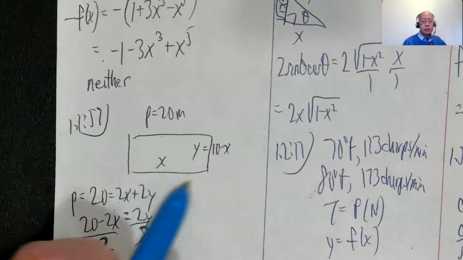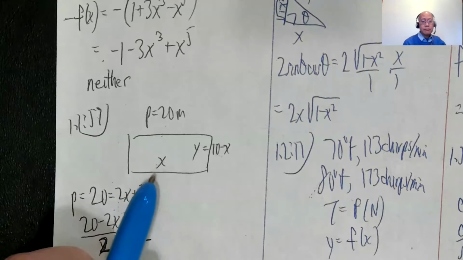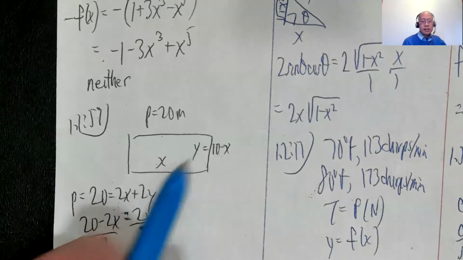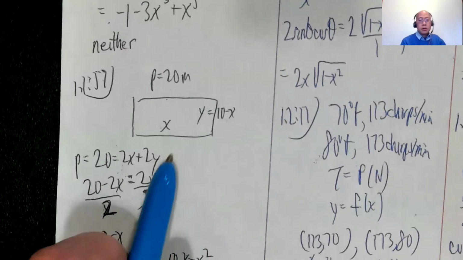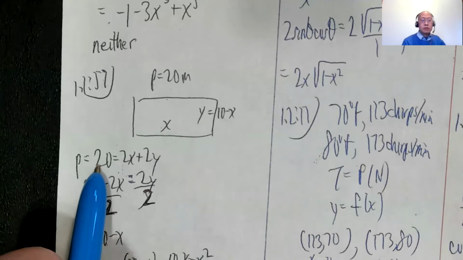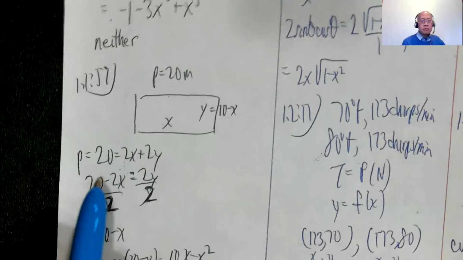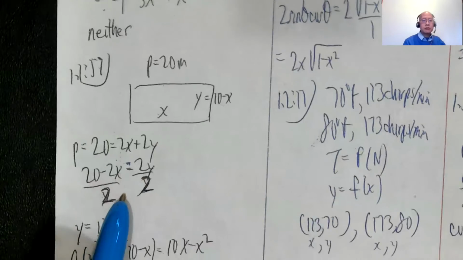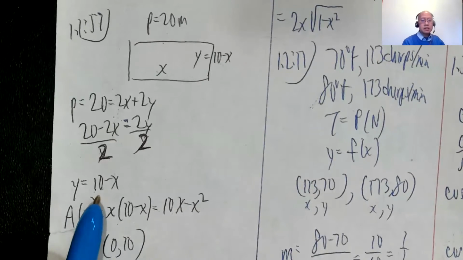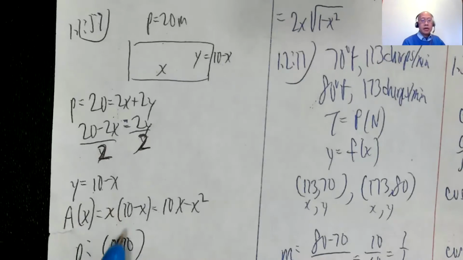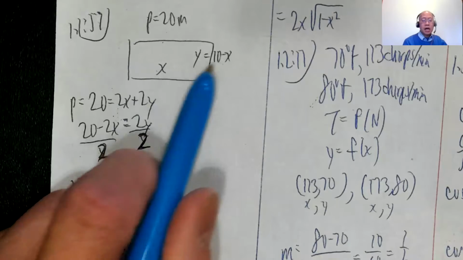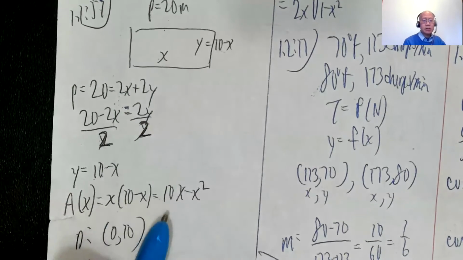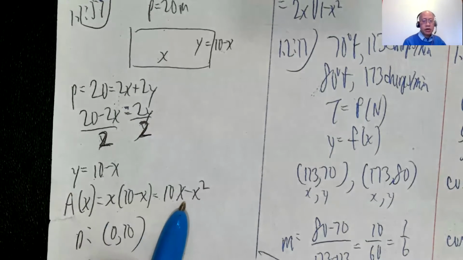1.157, the perimeter is given to be 20 meters. Okay, so if we call them x and y, well, perimeter 20 is 2x plus 2y. Subtract 2x, 20 minus 2x is 2y, divide by 2, y equals 10 minus x. So the area function is x times y, it's x times 10 minus x, or 10x minus x squared.